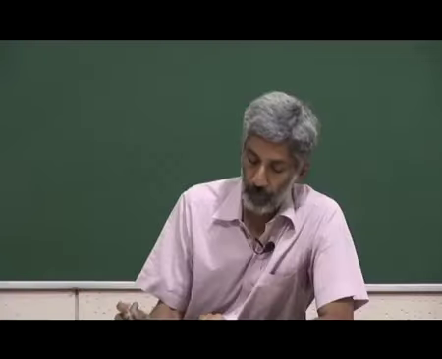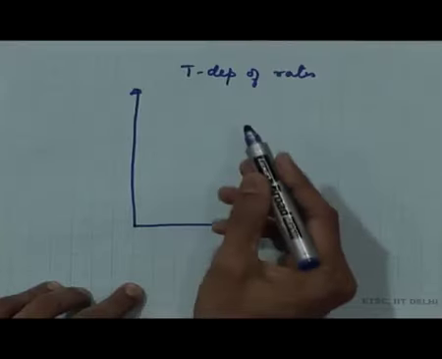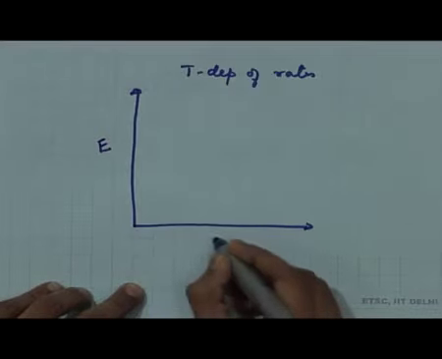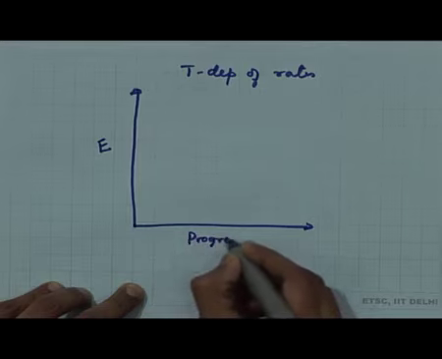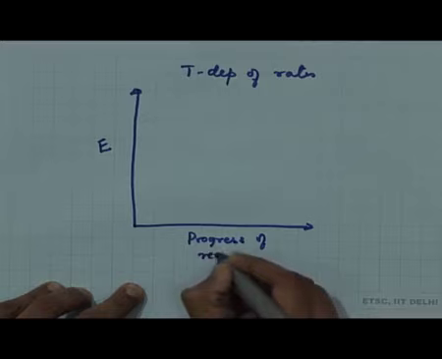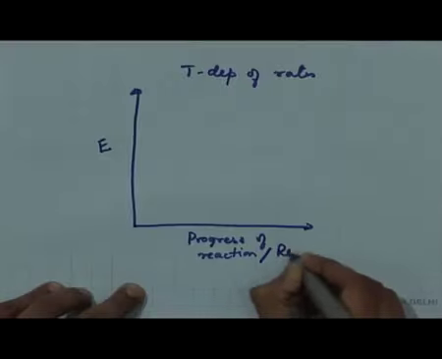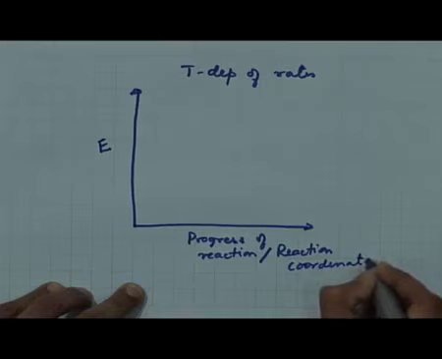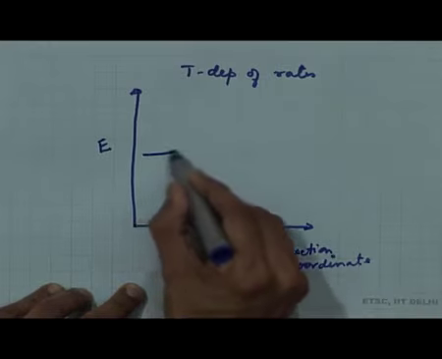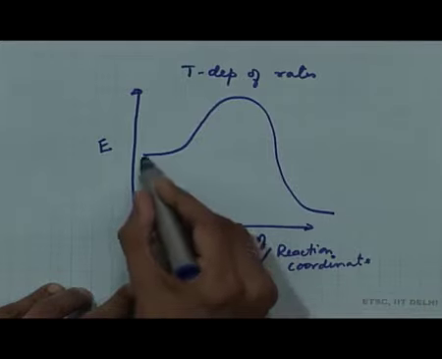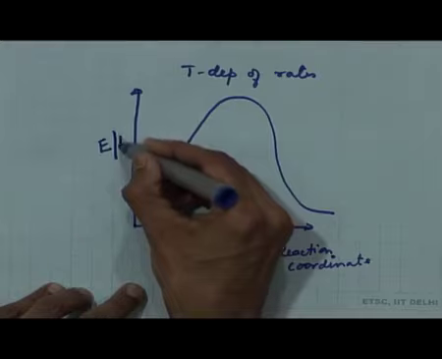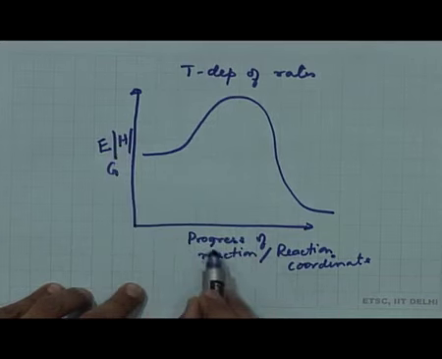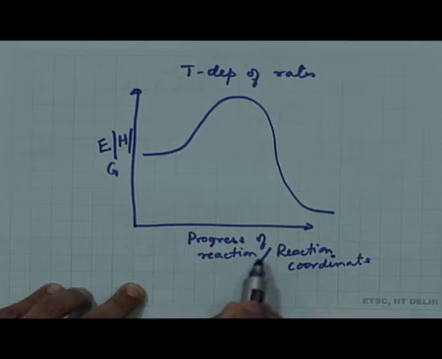You plotted, if you looked, you plotted this both, whether it was in collision theory or temperature dependence of the rates, you plotted energy here and you plotted what is called the progress of the reaction, or the reaction coordinate here. For any reaction, you plotted something which looked like this. So, whether it is E or H or G, it does not matter. Some kind of energy along this axis and a very strange variable called the progress of reaction.